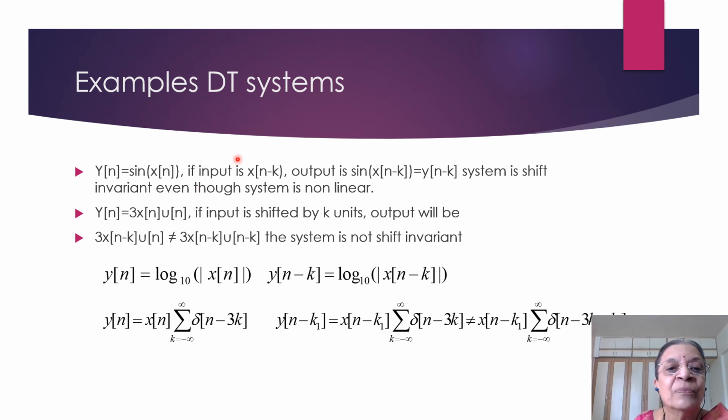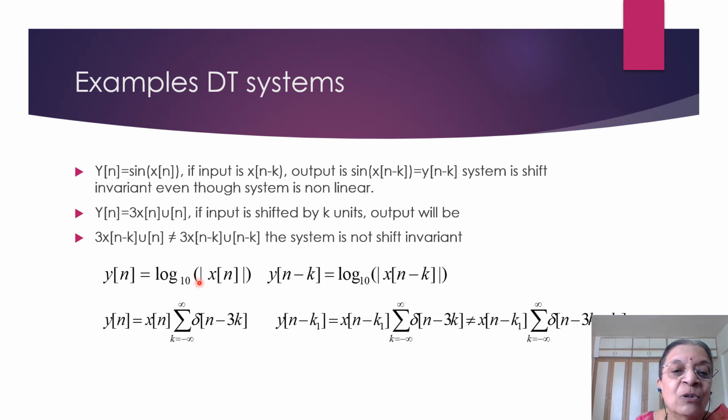Now consider discrete time systems. Now y(n) is equal to sine of x(n). If input is x of n minus k, the output will be y of n minus k, sine of x of n minus k. So the system is shift invariant even though it is nonlinear. If I consider y(n) as 3 x(n) into u(n), if the input is shifted by k units, the output will be 3 into x of n minus k into u(n), which is not equal to 3 into x of n minus k into u of n minus k. So the system is not shift invariant in this case because this u(n) is not getting shifted, it remains the same. Actually x(n) is just shifted by k units. Alright, so this is not shift invariant in this case.